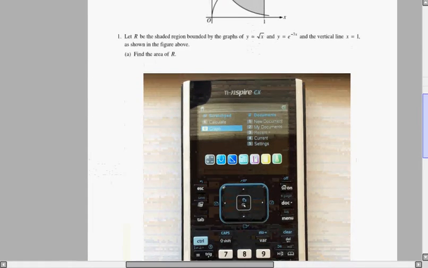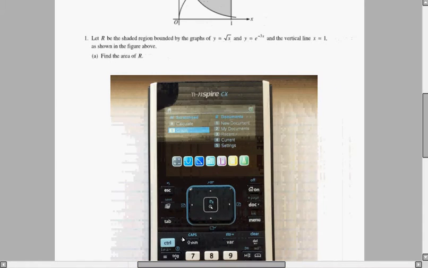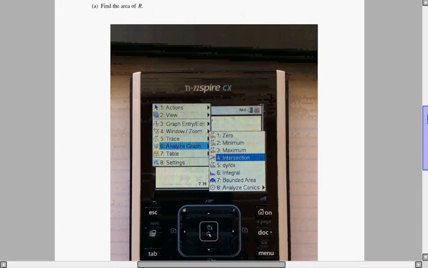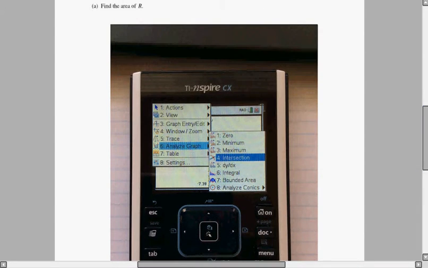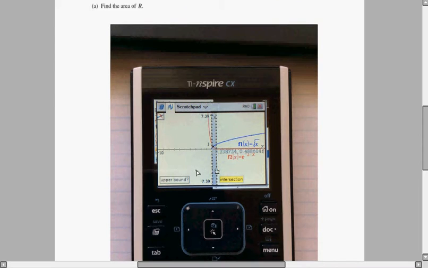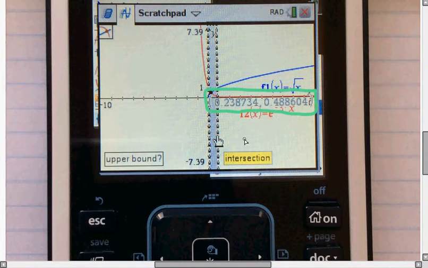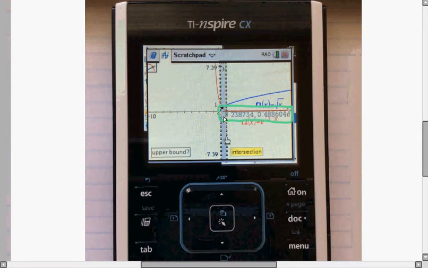I'm going to be using the TI Inspire CX. So you first go to graph, and then you graph your two curves, y equals root x and y equals e to the negative 3x. And then you go to menu, analyze graph, intersection. And once you click that, you can manually set your bounds by clicking to the left and right of the point. And it doesn't matter where you click, the point just has to be in the middle. And then it's going to tell you the intersection. Well, it says the intersection is 0.238734, comma 0.488604. And we only need the x value in this case.